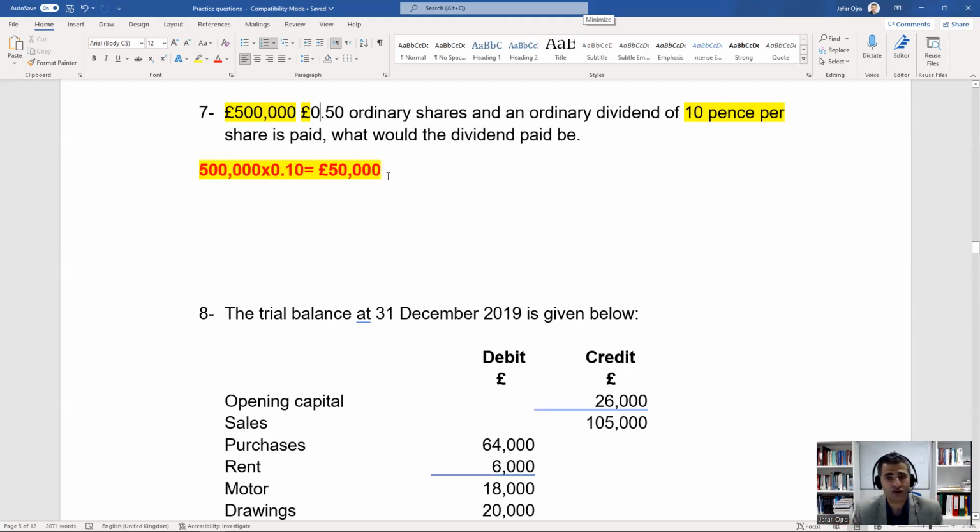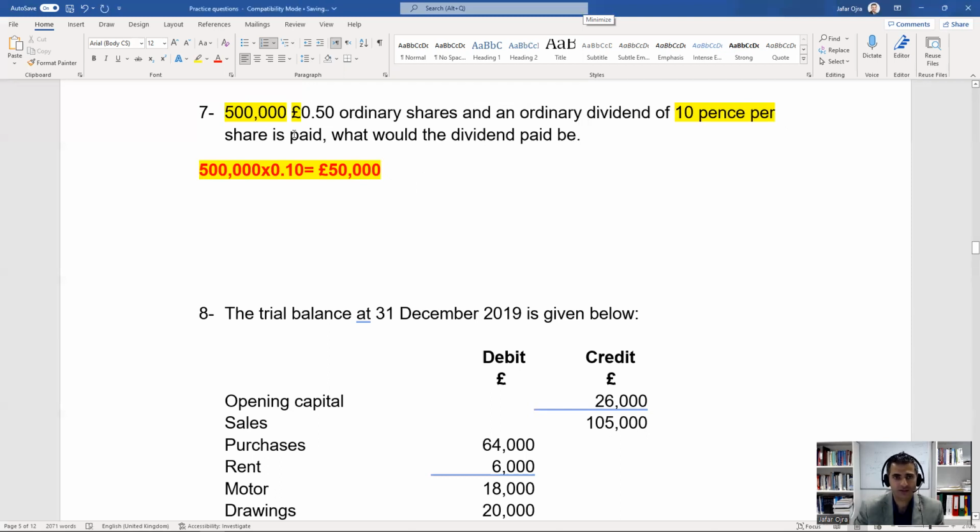So be careful, this is a trick. You just need to figure out what's going on here. If you see pounds here, this is the value of the shares, not the number of shares, because this is a nominal value for each share. In order to find the number of shares, you divide the value, 500,000 pounds, by 50 pence. That will give you 1 million shares. After that, you multiply it by 10 pence to find the total dividends. So this is a trick, just figure it out.